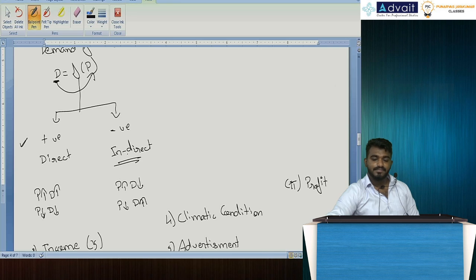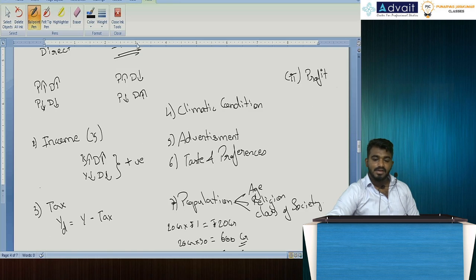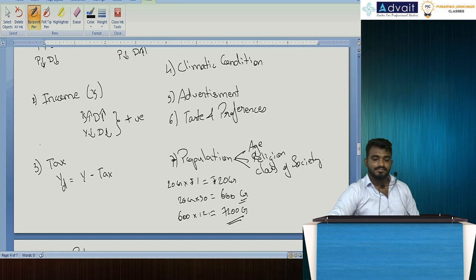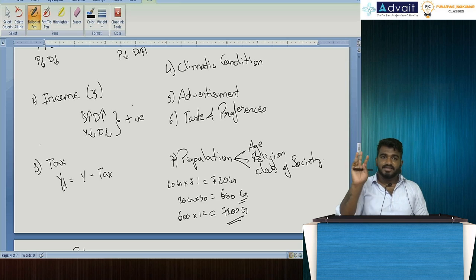Acceptable? That was the very first determinant. Now, the second determinant is, whenever income increases, demand increases. Whenever income decreases, demand decreases. It is positively related. Acceptable? Now, shortcut to remember. In case of normal goods, price is negatively related, income is positively related. Acceptable?